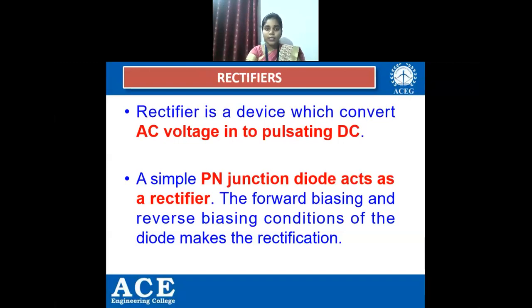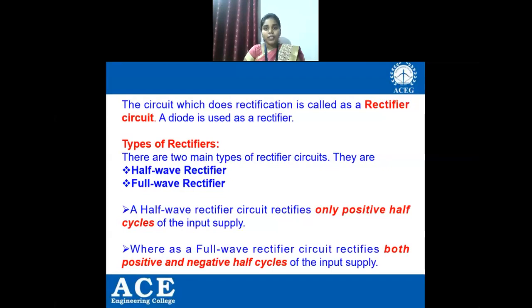Now you can see here, the circuit which does rectification is called what? Rectifier circuit. Simple. A diode is used as a rectifier, already seen in the previous slide. Due to forward and reverse bias conditions, we are going to use a diode as a rectifier. Now, types of rectifiers: we have two types of rectifier. One is the half wave rectifier and the other one is the full wave rectifier.